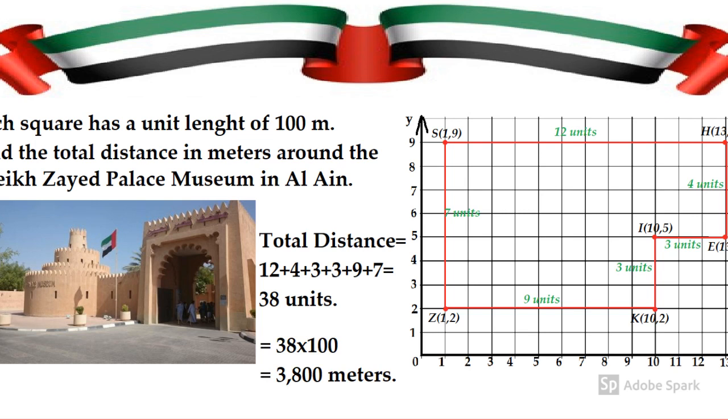But each square unit is equivalent to 100 meters. So we're going to multiply 38 by 100 and we come up with 3,800 meters.